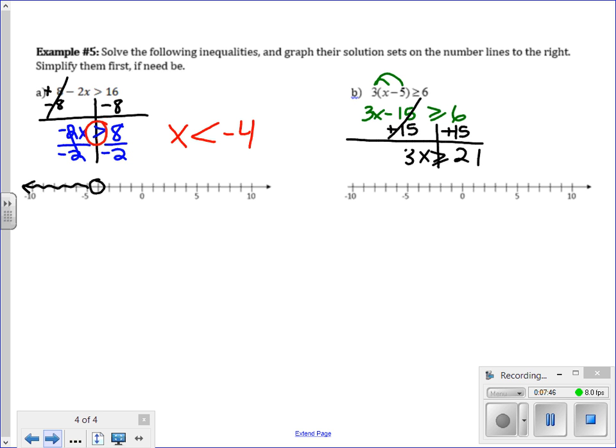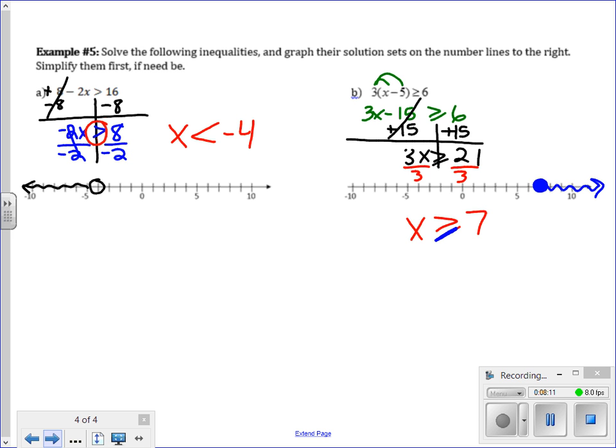Now, in order to get x by itself, I need to divide by 3. But this time I'm dividing by a positive 3, so the inequality symbol is going to stay the same. I'm going to have x is greater than or equal to 7. So I'm going to go to 7 because there's the equal sign here under the inequality. I put a closed dot on 7, and all the numbers that are greater than 7 are to the right.